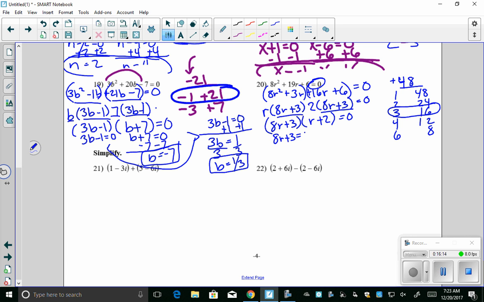8r plus 3 equals 0. R plus 2 equals 0. Subtract 3 from both sides. Divide by 8. And you get r equals negative 3 over 8. Subtract 2 from both sides, and you get r equals negative 2. And so your final answer is r equals negative 3 over 8 and negative 2.